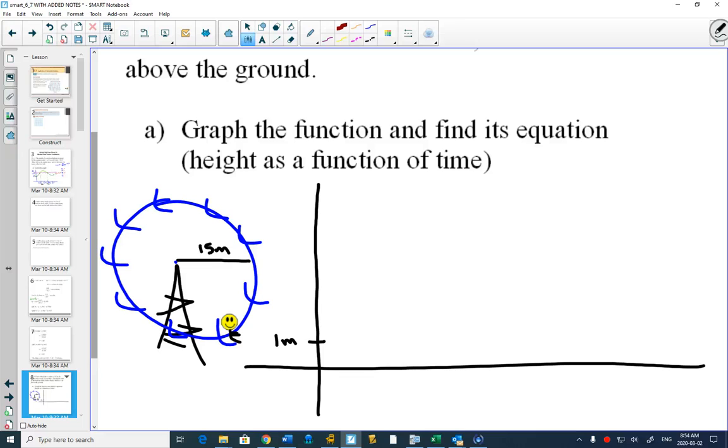It rotates every 20 seconds. So if we get on at 1 meter, does it make sense that 20 seconds later, you're going to be back at 1 meter? Where are you going to be at 10 seconds? The very top. According to my picture, the very top is right here. What number will I put for the very top? 31. How did you come up with 31?